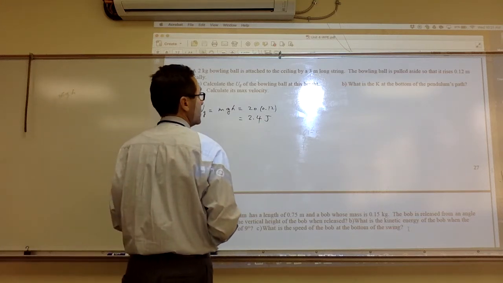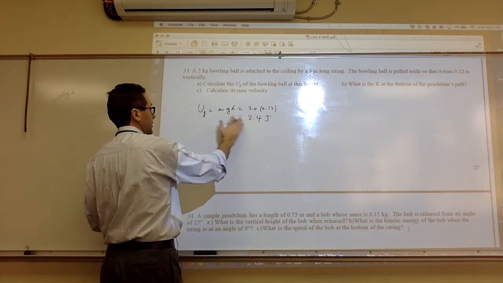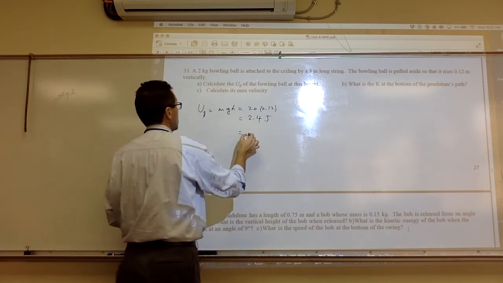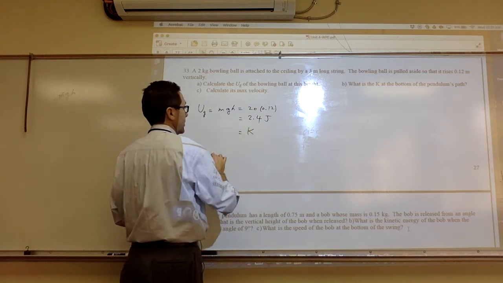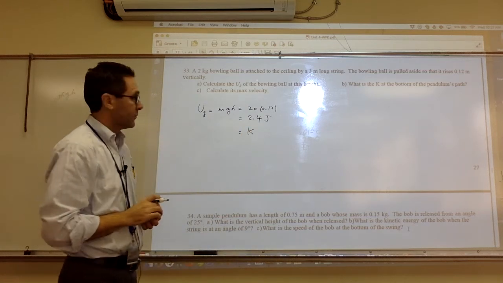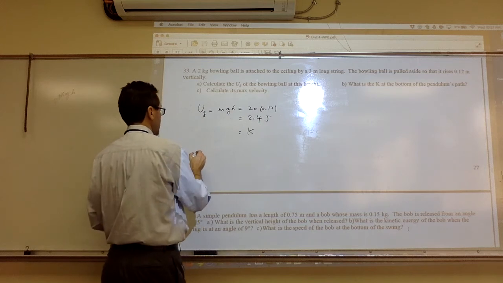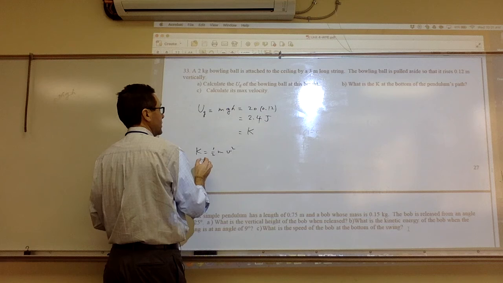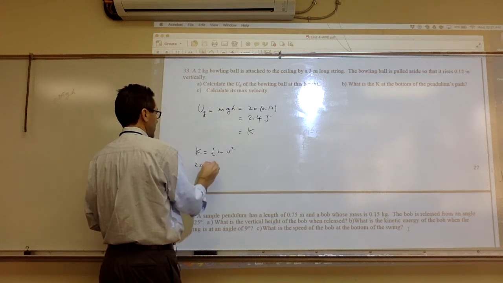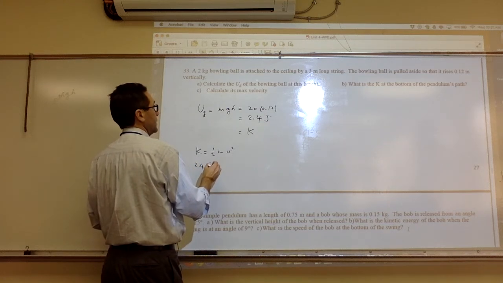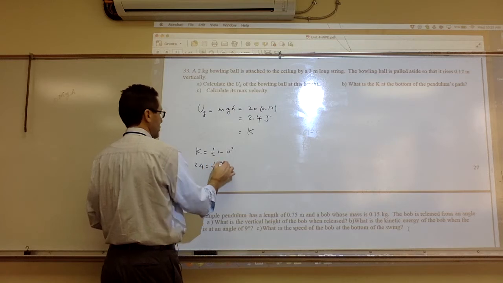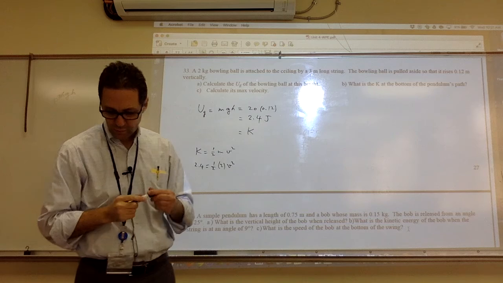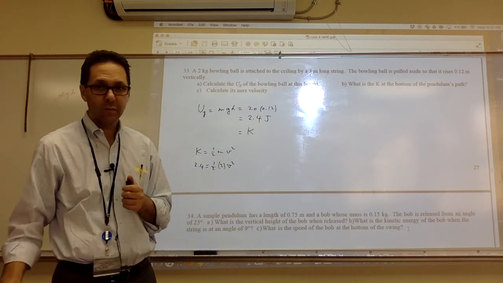Okay, what is the kinetic energy at the bottom? Well, all these 2.4 joules get converted into kinetic energy at the bottom. So that's the K at the bottom. Now we need to find the speed. So we're going to write K is half mv squared. So 2.4 is half, the mass is 2, v squared. So v is radical 2.4, which is 1.55 meters per second.